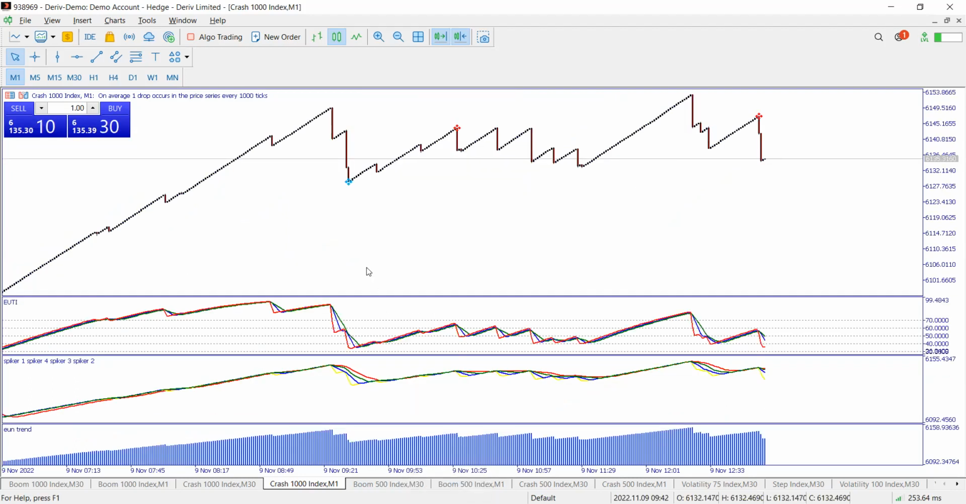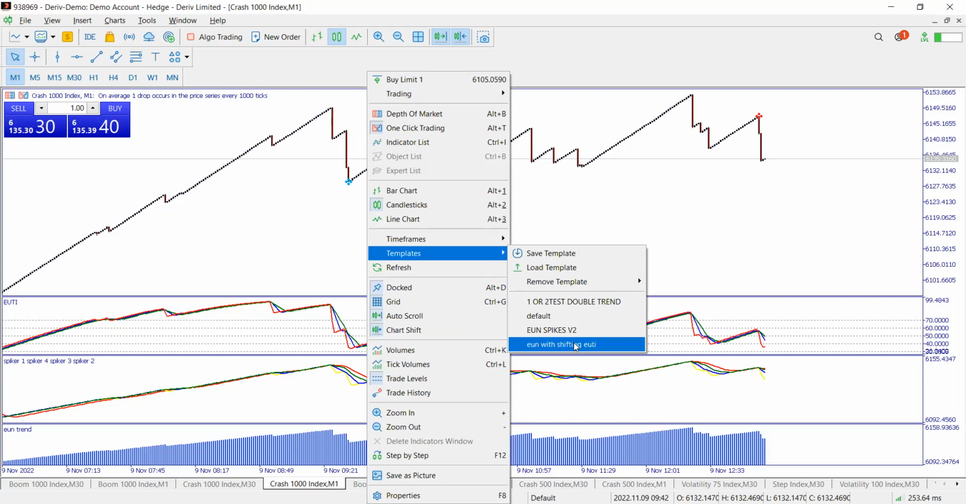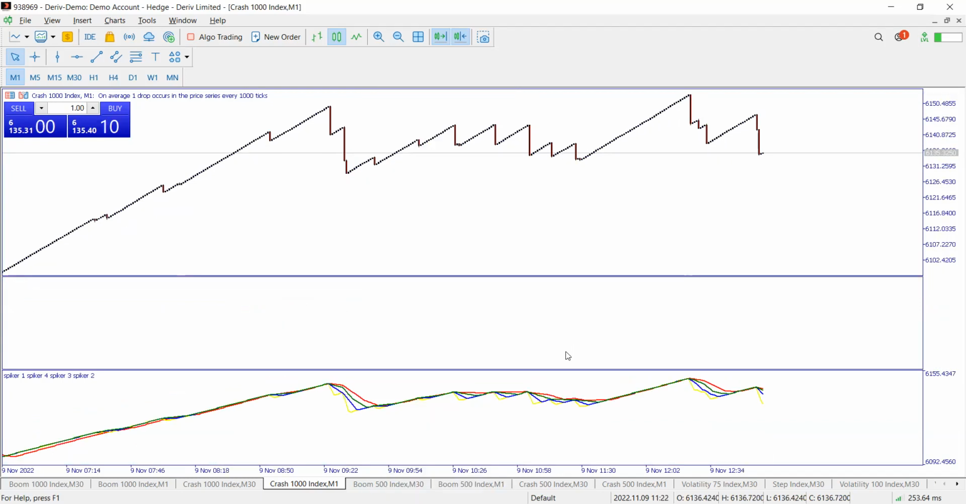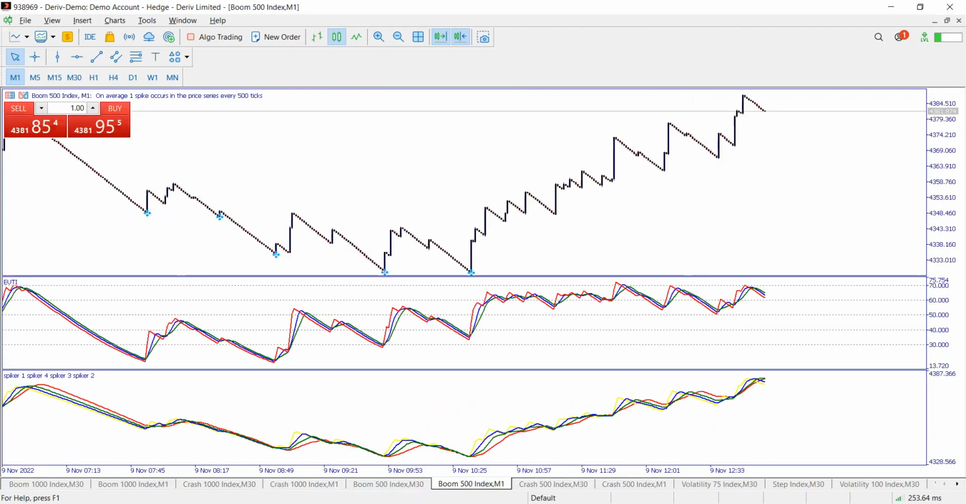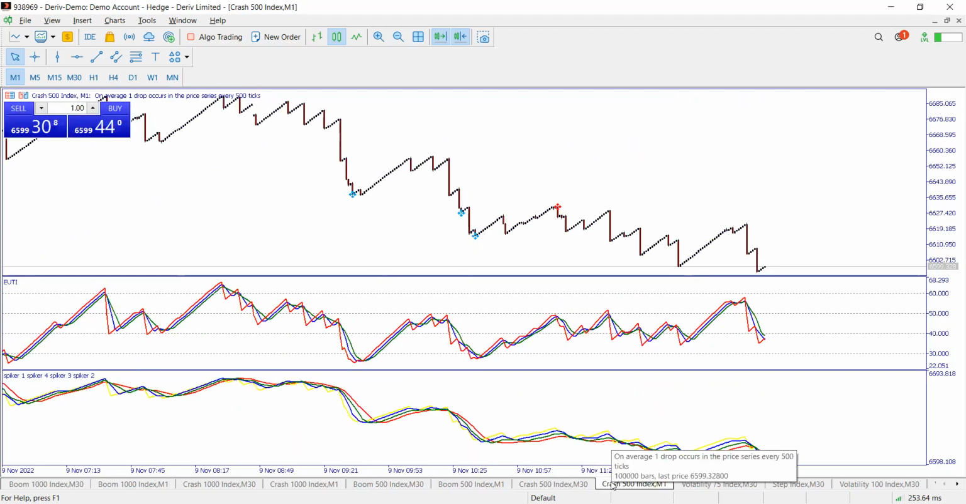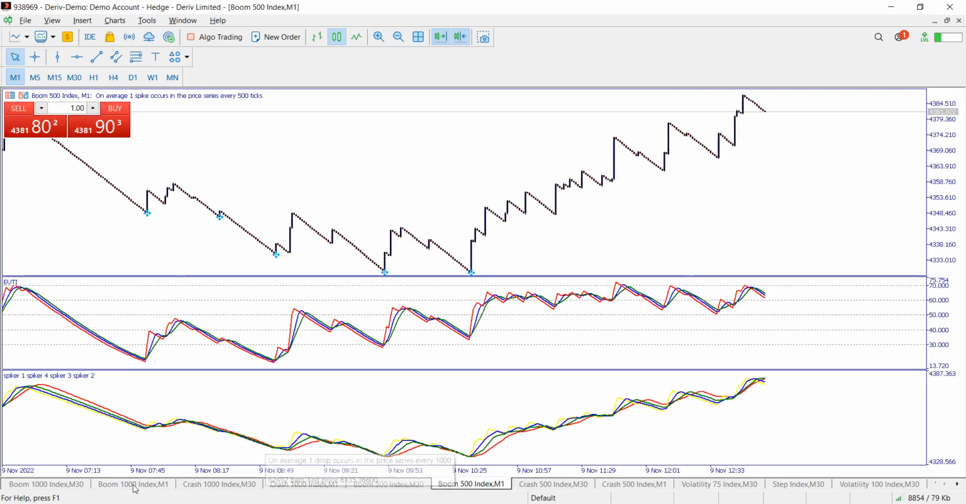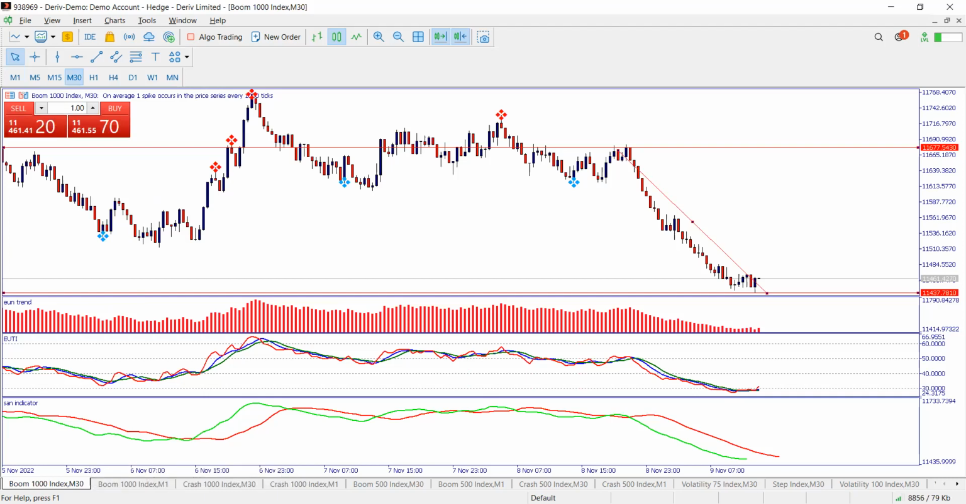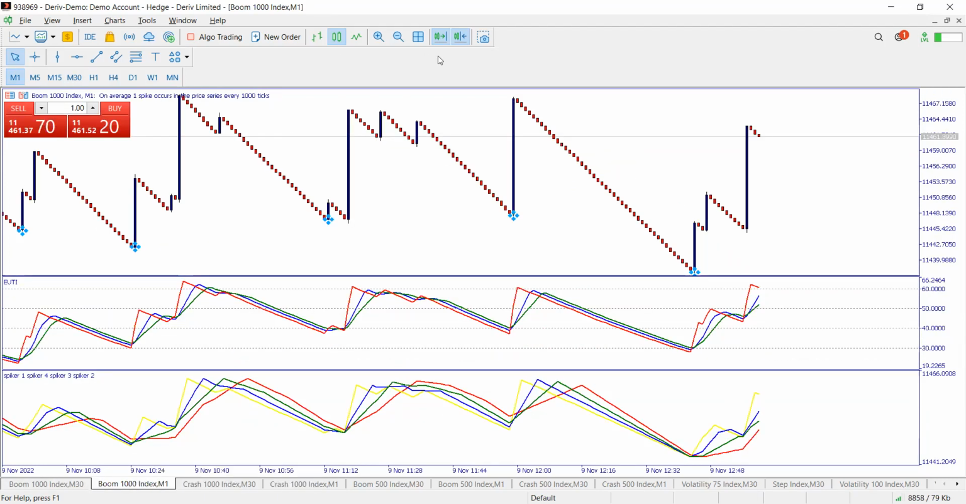Without changing templates and whatnot. And it's Boom 500. So it's the same with Boom 500. It's the same with Boom 1000. So this is what I was talking about.